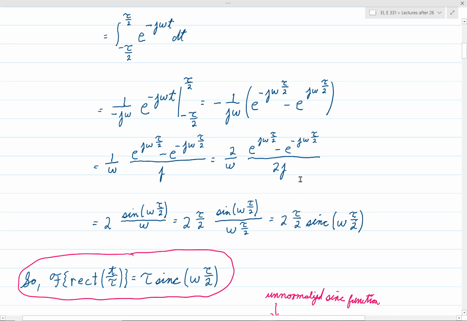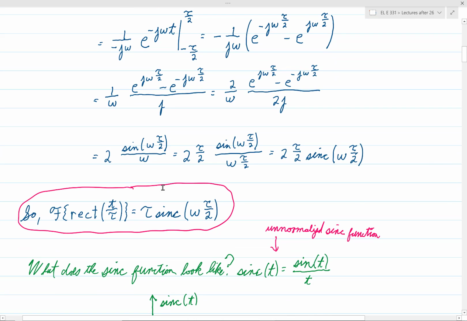Now if you look carefully, you will notice that this is just the sine of omega tau/2. This is that Euler formula for the sine of omega tau/2. And so we have 2 times the sine of omega tau/2 divided by omega.